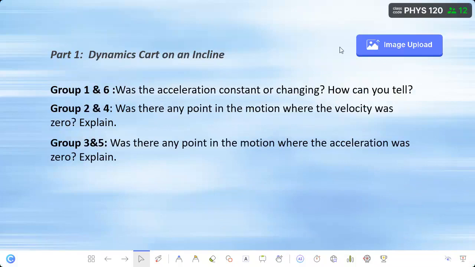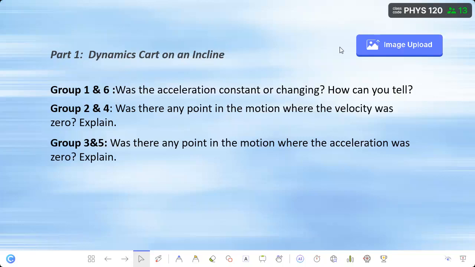Because I would like to review what we covered in the experiment. So if we assume that we have groups 1, 2, 3, 4, 5, and 6, my plan was to ask groups 1 and 6 to work on question number 1. These are the questions from your lab handout. But I will try to summarize.